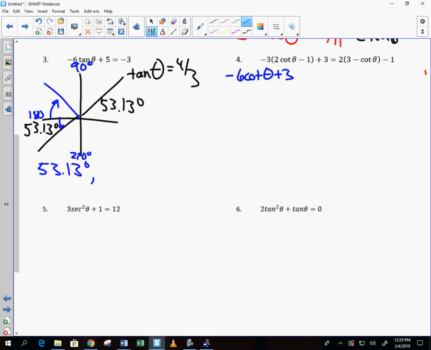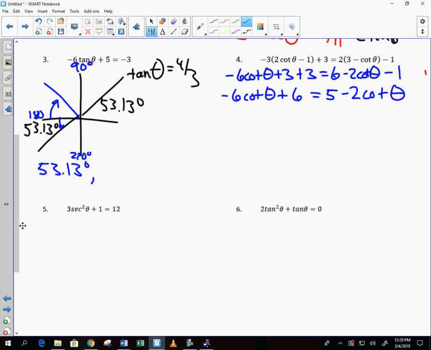Negative 6 cotangent theta plus 3, and then plus 3 equals 6 minus 2 cotangent of theta minus 1. So you can see here I got a lot of pieces going on, but the fact is I just need to combine like terms, and they create one expression with cotangent. So I'm going to add the 3's together. Negative 6 cotangent of theta plus 6 equals, 6 and negative 1 make 5, minus 2 cotangent of theta.